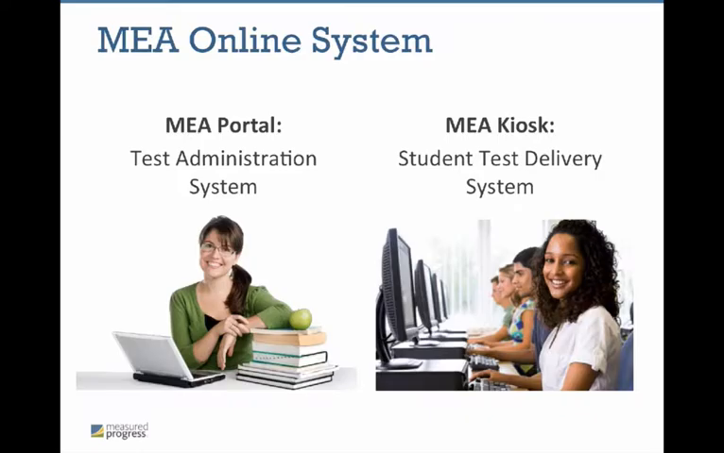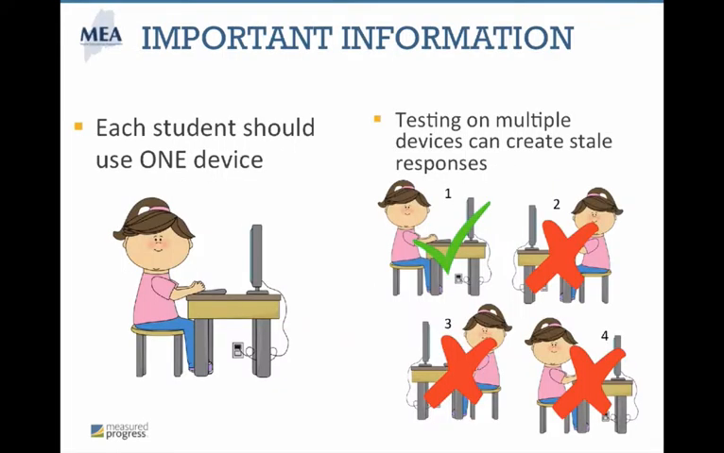The MEA online system is comprised of two components. The MEA Portal, which is accessed by test administrators. It contains student data, class rosters, as well as test session details, and the MEA Kiosk, which is the student test delivery system.